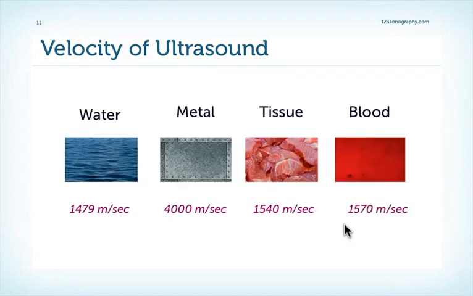In principle, the more dense the material is, the higher the velocity. Note that the velocity is quite high, for example, in metal. And also note that the velocity is quite similar for tissue and blood, both materials that we're imaging with the help of ultrasound.